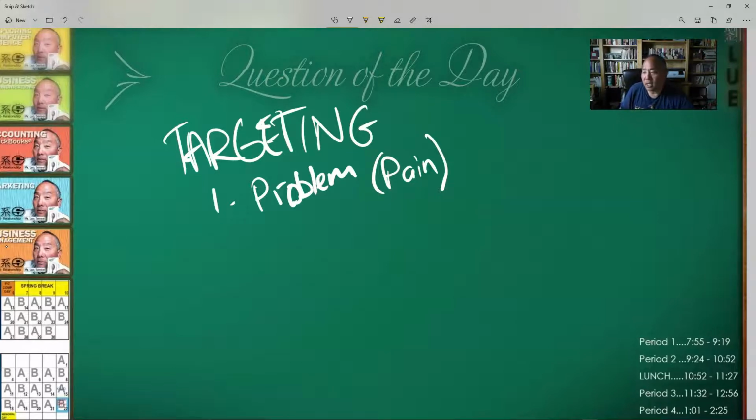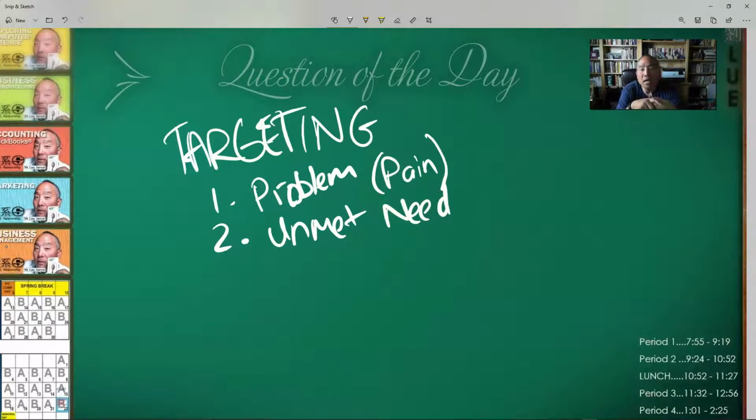So the second thing that we look at is an unmet need. Okay, guys? So I need somebody that can help me watch a child. So that's an unmet need. So then all of a sudden you have people in the community that say, hey, I can help. And they help fill that unmet need by providing some kind of daycare service.